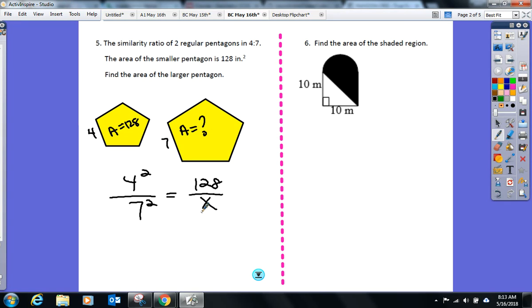And the area of the bigger one turns out to be 392. Also tomorrow, half a point off every time we don't see units, if there are units on it, okay? Half a point every time. A lot of detail, only 9 questions.